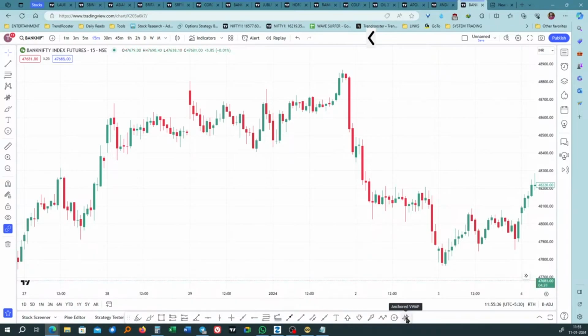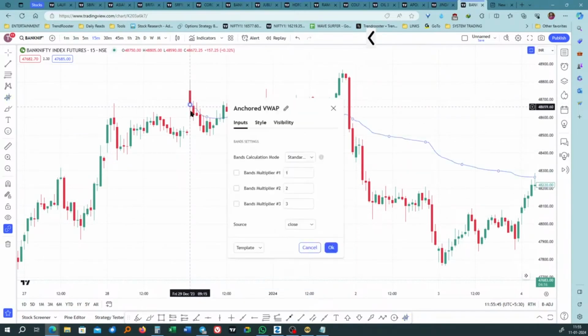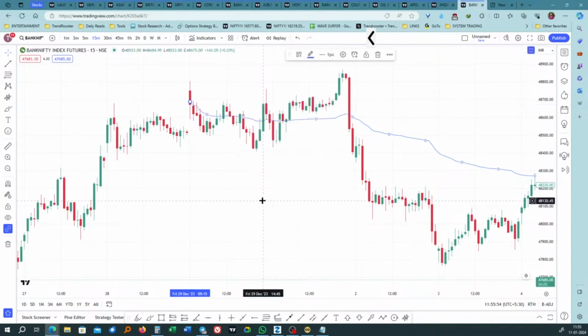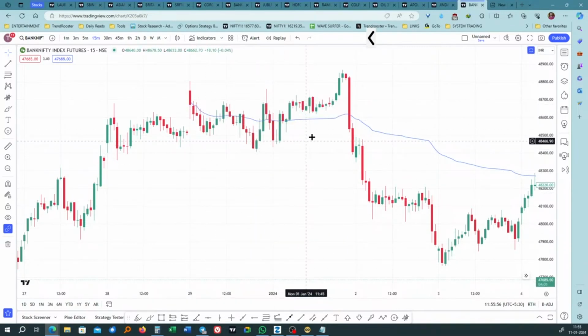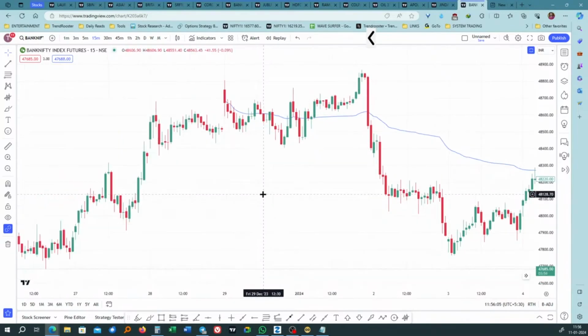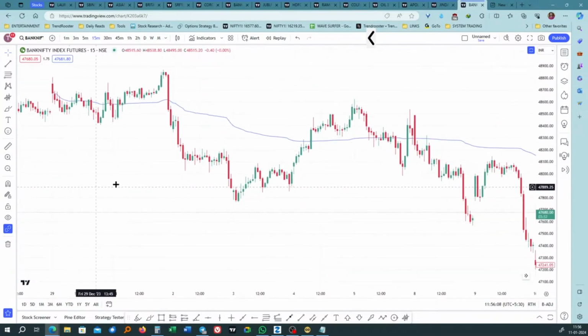All you have to do is click it, and then place it on the 29th of December, which is the home base. It may ask whether it is close or high-low-close; I want high-low-close. So I place that on the home base. It's as simple as that. I place the anchored VWAP on the first day the contract starts.